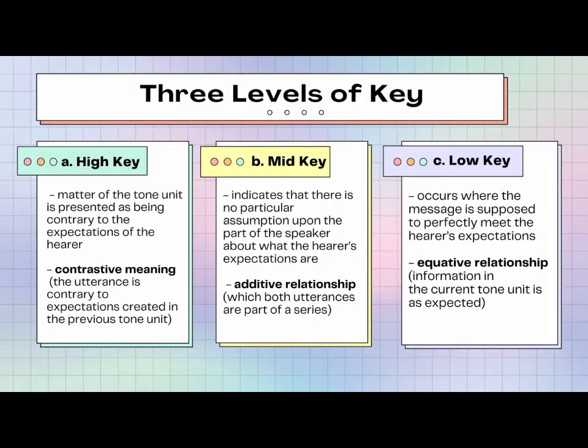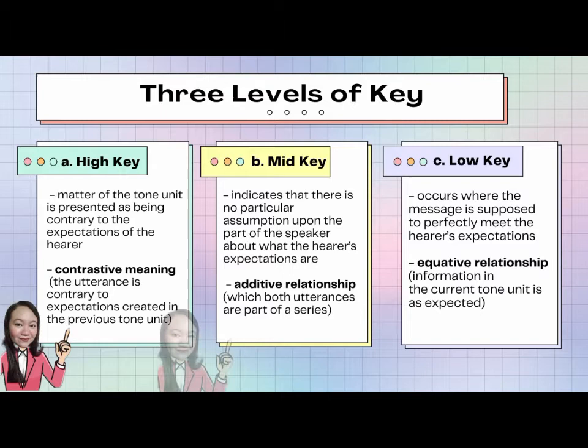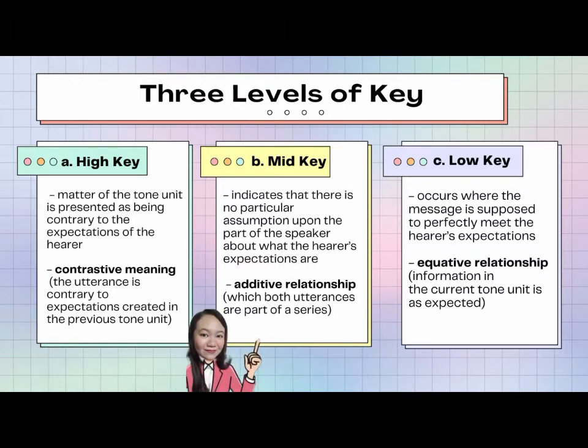So the key has three levels: the high, mid, and low keys. High key states that the matter of the tone unit is presented as being contrary to the expectations of the hearer. A high key has a contrastive meaning, so the utterance is contrary to the expectations created in the previous tone unit. So the next one is the mid key.